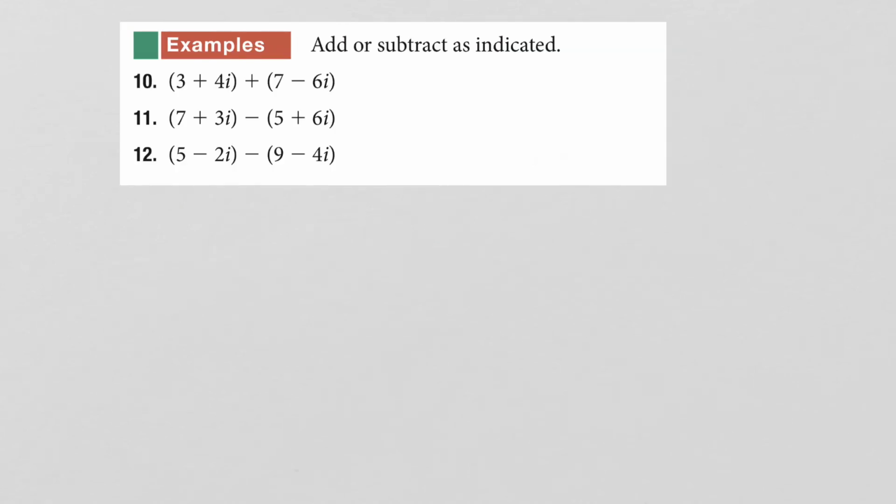Now let's take a look at some arithmetic with complex numbers. Here we are asked to either add or subtract as indicated. Addition of complex numbers is easy enough. I have parentheses around each one just to show you the first and second complex numbers, but when we go to do the math here, we can remove those parentheses. So we have 3 plus 4i plus 7 minus 6i. Adding complex numbers simply comes down to combining like terms. So 3 plus 7 would be 10, and 4i take away 6i would be negative 2i.